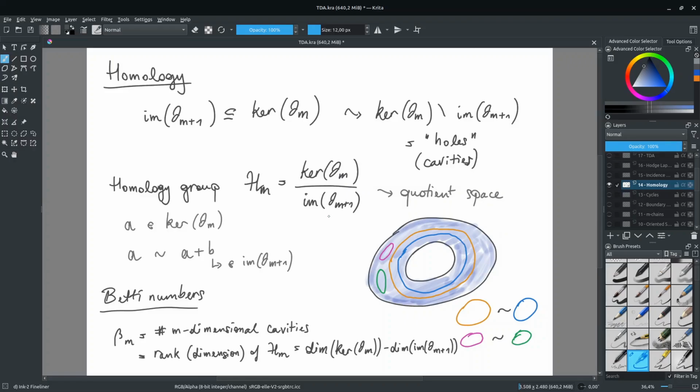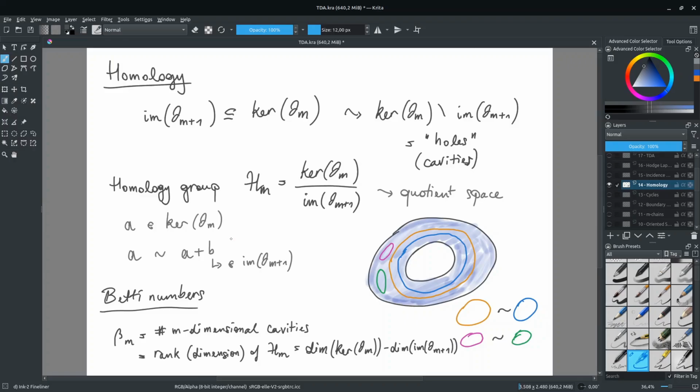If you don't know what quotient space means, don't worry too much about it. Just keep the idea that we only remove the boundaries and only keep the non-boundaries, only keep the holes. But take your time if this is confusing.